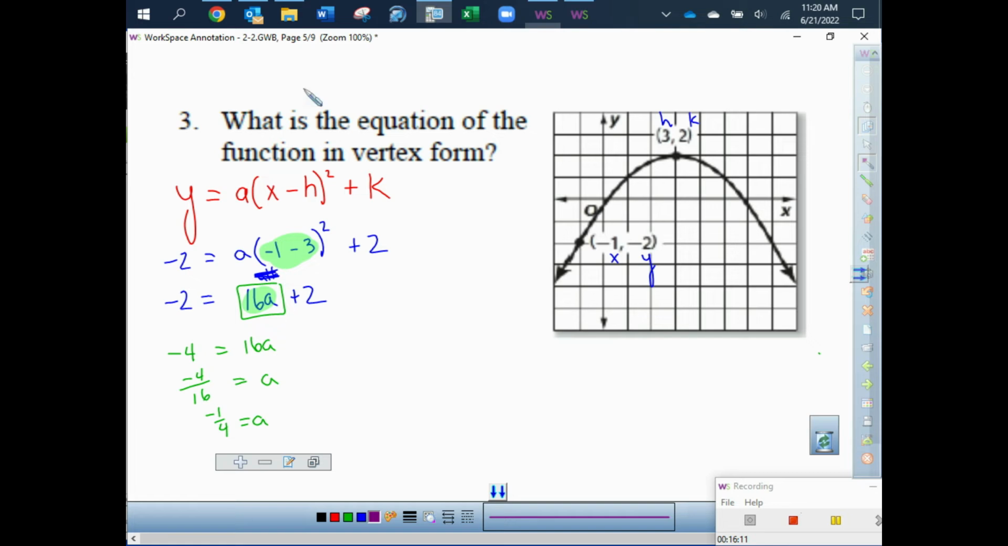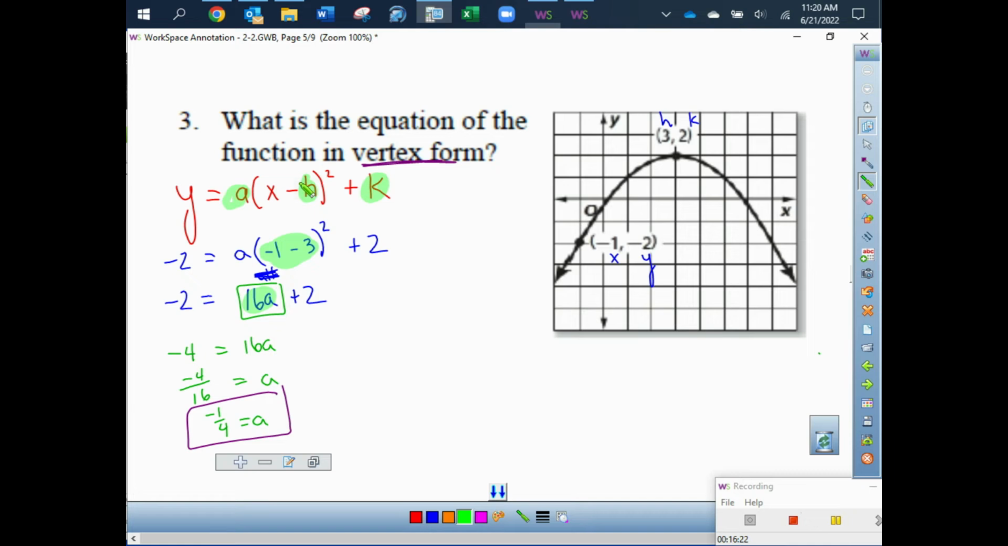But we're still not quite done. A lot of people think we're done. We have found a. You need 3 ingredients to write this in vertex form. We need a, which we just found. You need h, and you need k. Well, we've got them now because h and k are right here.